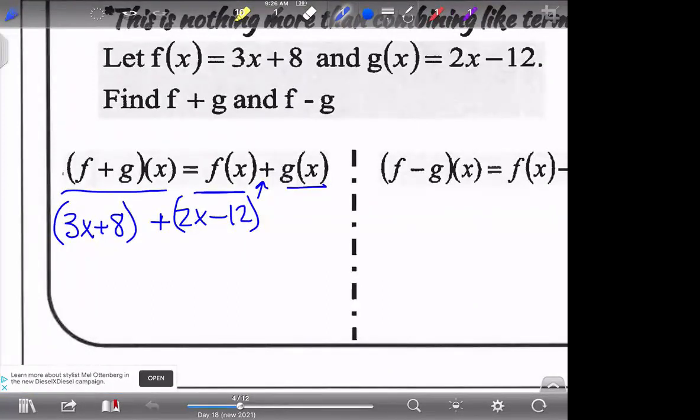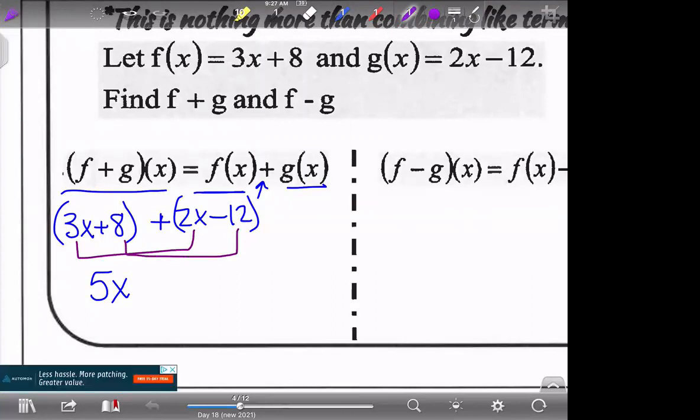Since this is an addition problem, there's really no extra work to be done other than we need to simplify this by combining like terms. So I'm going to combine like terms with the 2x and the 3x. Well, 2x plus 3x is 5x. Then I'm going to take the positive 8 minus 12, because it's a negative 12. 8 minus 12 is negative 4. So final answer here, 5x minus 4.